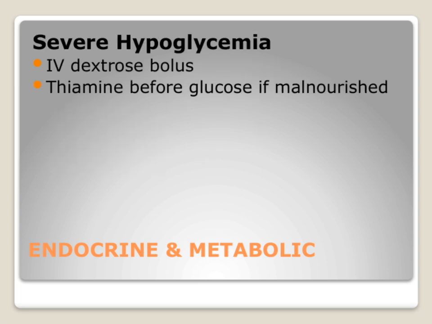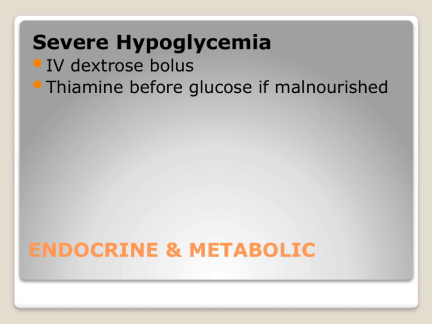When managing severe hypoglycemia, the first priority is to administer an IV dextrose bolus to quickly raise blood sugar levels. It's crucial to ensure rapid correction to prevent neurological damage. If the patient is malnourished or has a history suggesting possible thiamine deficiency, I always give thiamine before glucose. This step helps prevent Wernicke's encephalopathy, which can occur if thiamine deficiency is present and glucose is administered first.